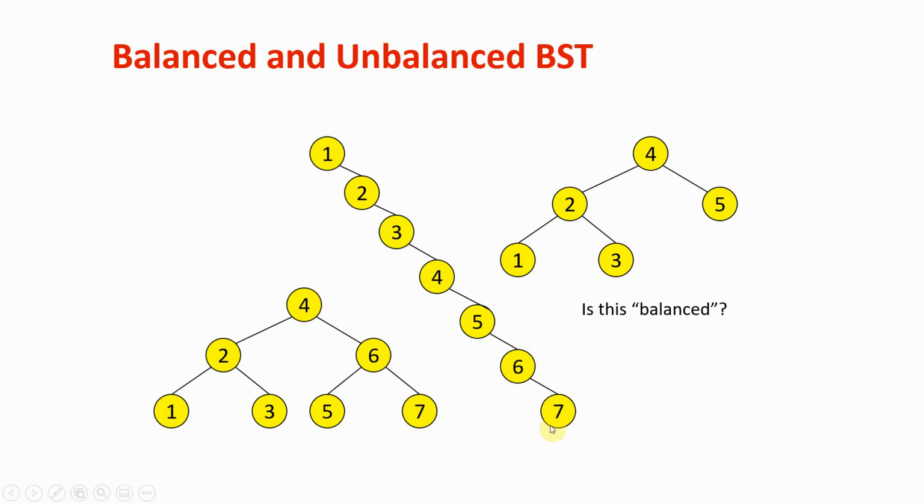This is not balanced, this is unbalanced or imbalanced. If you want to see if this one is balanced or not, we have to define what we mean by balance, right? So in the AVL trees, we define balance by the height of the left subtree and right subtree and the difference between them, okay?